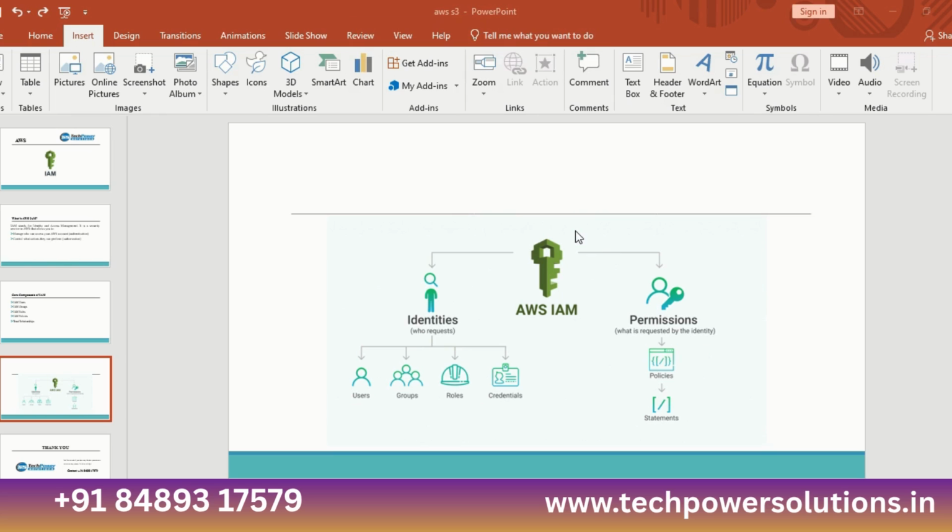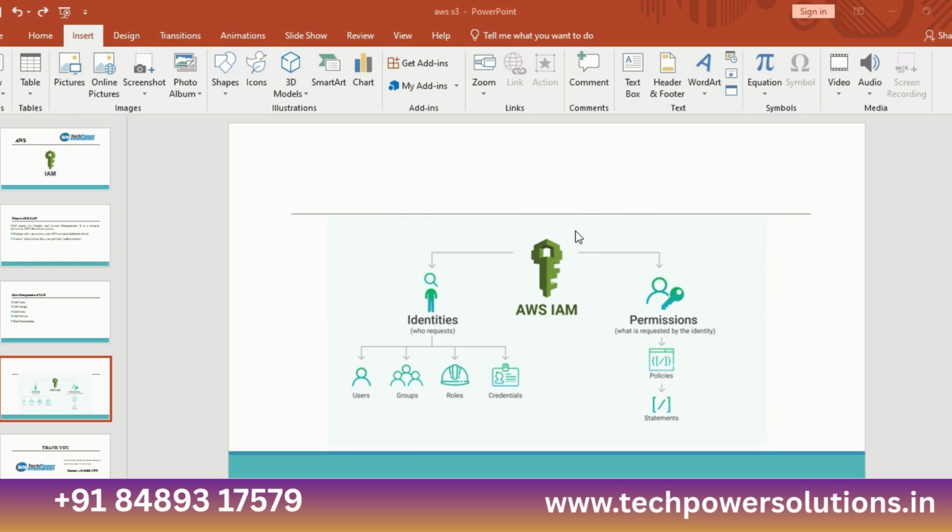So in a real world example, imagine you are a project lead in a company using AWS. So you can create IAM users for your developers. So you put them in a group called developers. And then you assign that group permissions to use EC2 and S3. Next, you also create an IAM role that an EC2 instance can use to read data from an S3 bucket without storing any keys.